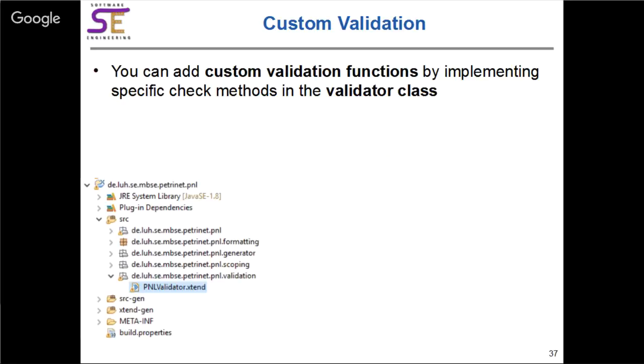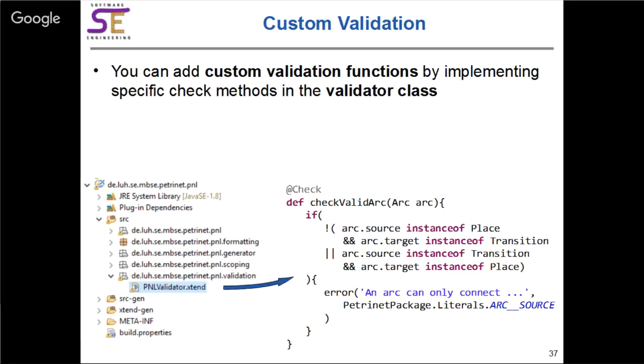Actually, this is something where Xtext generates a lot of code. If we browse through it, there's a package called validation. Assuming that we call the language PNL, for Petrinet language, there would be a class PNLValidator extend.